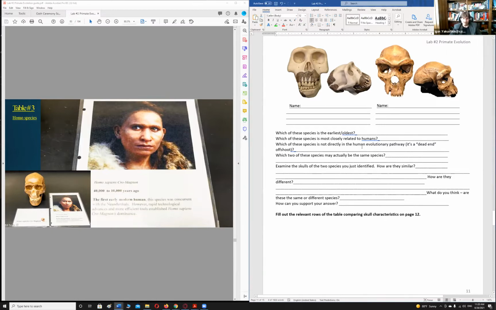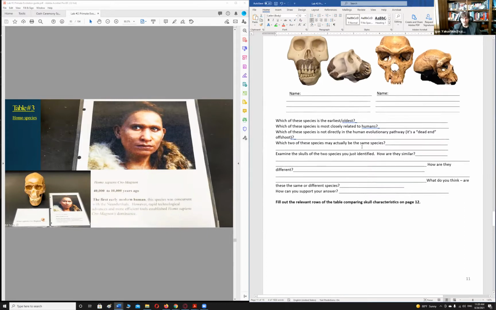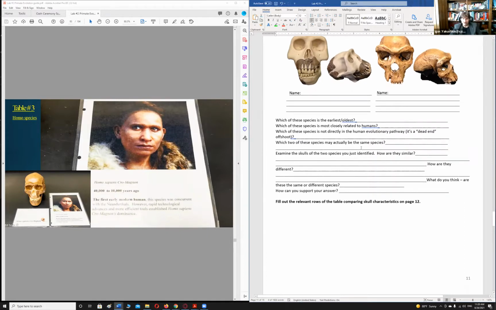Examine the skulls of the two species you just identified, Ergaster and the Erectus. How are they similar? About the same brain case, about the same features of the skull overall. How are they different? The Ergaster skull is more refined, less brow ridge, smaller lower jaw. What do you think? Are they the same or different species?